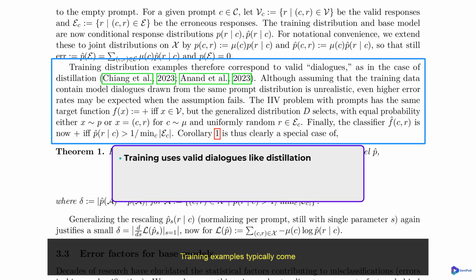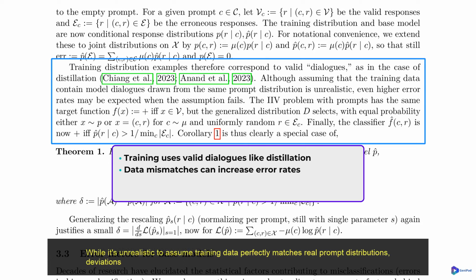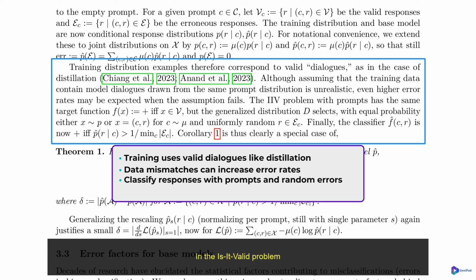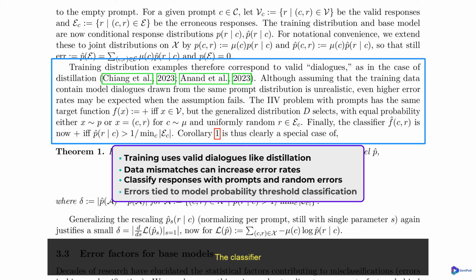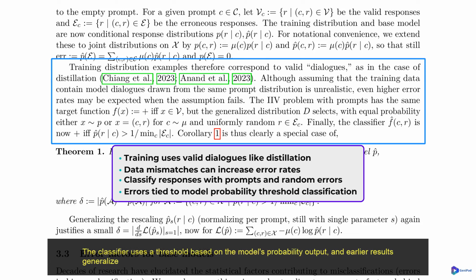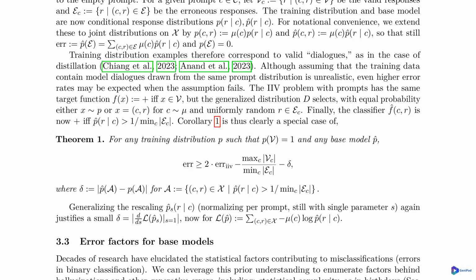Training examples typically come from valid dialogues, similar to methods like distillation in other studies. While it's unrealistic to assume training data perfectly matches real prompt distributions, deviations can lead to even higher error rates. In the "is it valid" problem with prompts, the goal is to classify responses correctly, but the distribution now includes prompts and random erroneous responses. The classifier uses a threshold based on the model's probability output, and earlier results generalize to show that errors are fundamentally tied to this classification process.